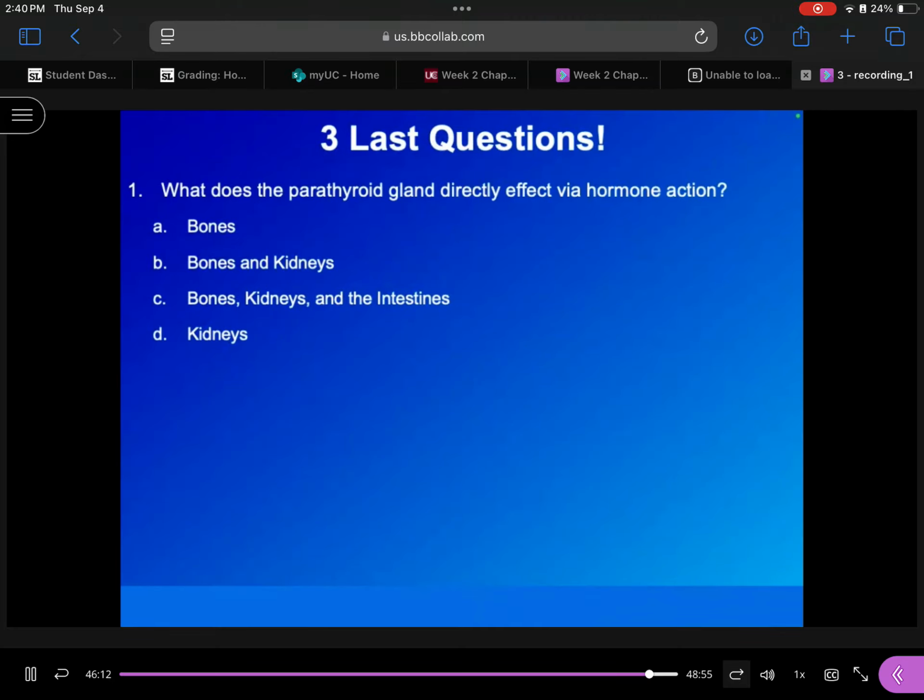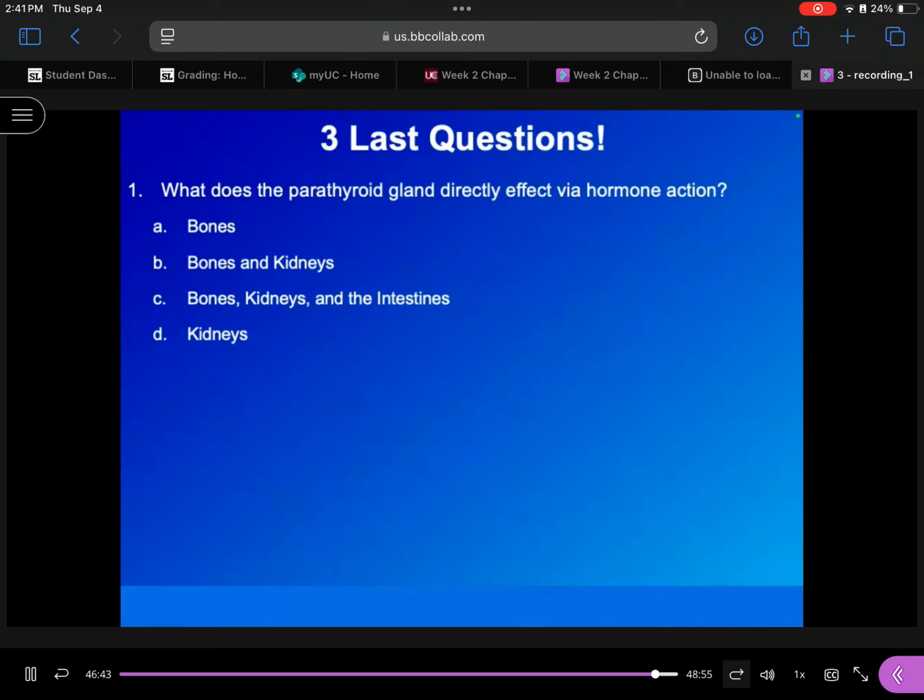All right, last 3 questions. I have a lot of questions today. What does the parathyroid gland directly affect by hormone action? C. It affects the bones, the kidneys, and the intestines. What does it do to bones? It strips the bone of calcium. Not the greatest thing for your bones, but helpful to your nervous system and muscles.